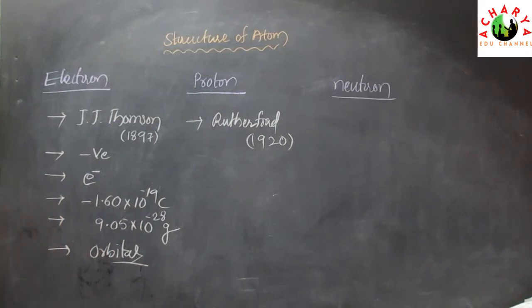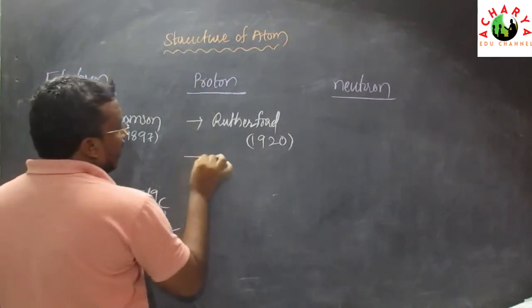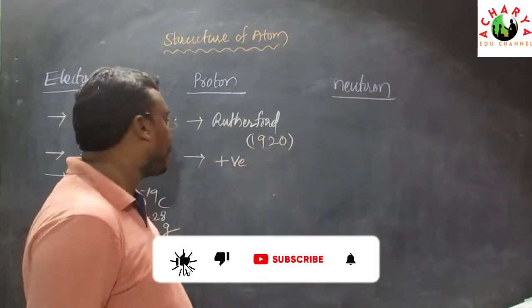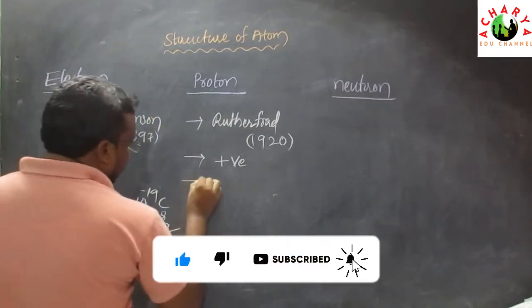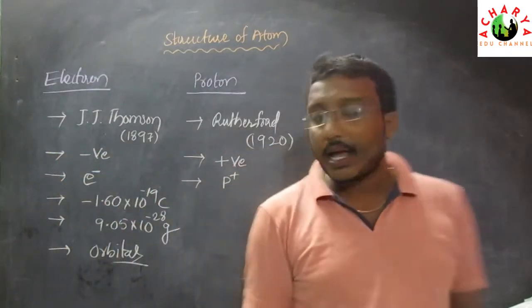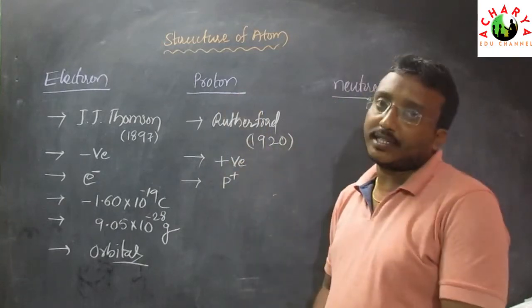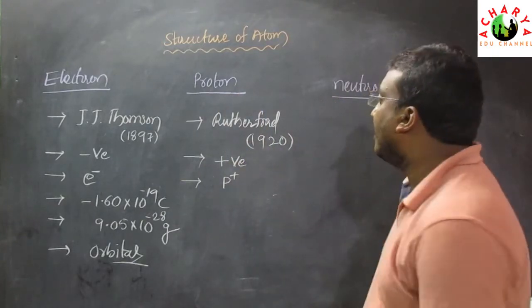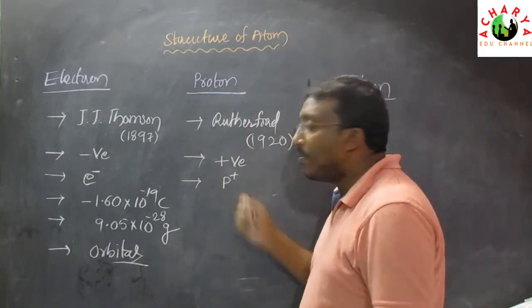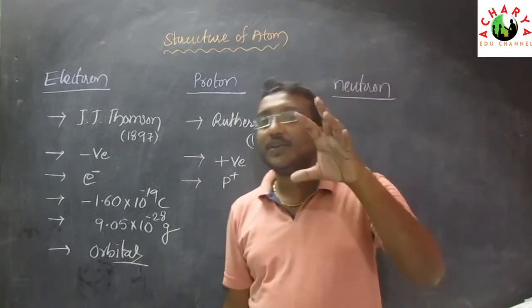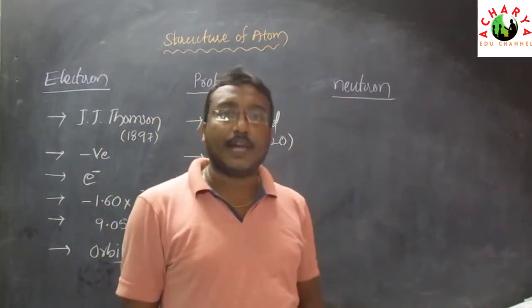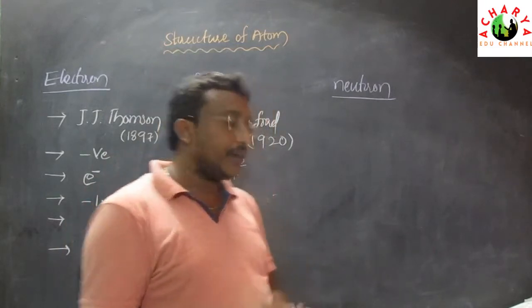The charge of a proton is positive, so it is positively charged and designated with P plus. P stands for proton, plus stands for its charge, and the atomic number is given by the number of protons present in its nucleus. Based on the number of protons only we allot the atomic number. That is the importance of a proton.